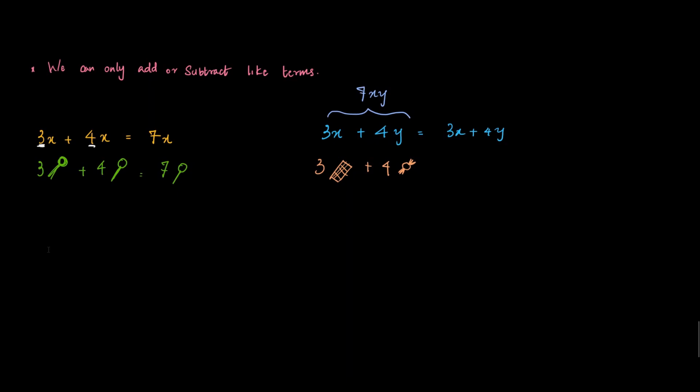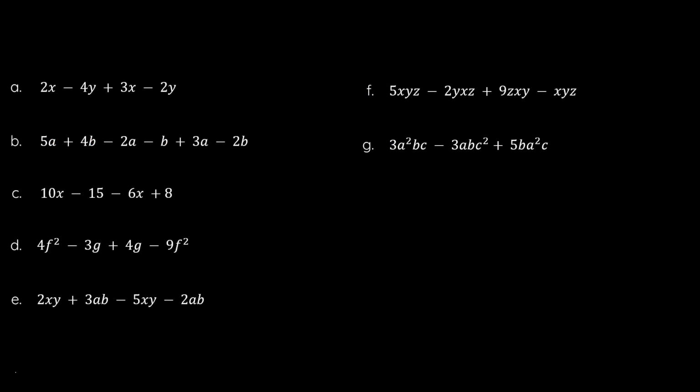Now let's go ahead and try out some examples. Let's start with the first question. 2x minus 4y plus 3x minus 2y. You can clearly see that 2x and 3x are like terms, and minus 4y and minus 2y are like terms. So let's put them together.